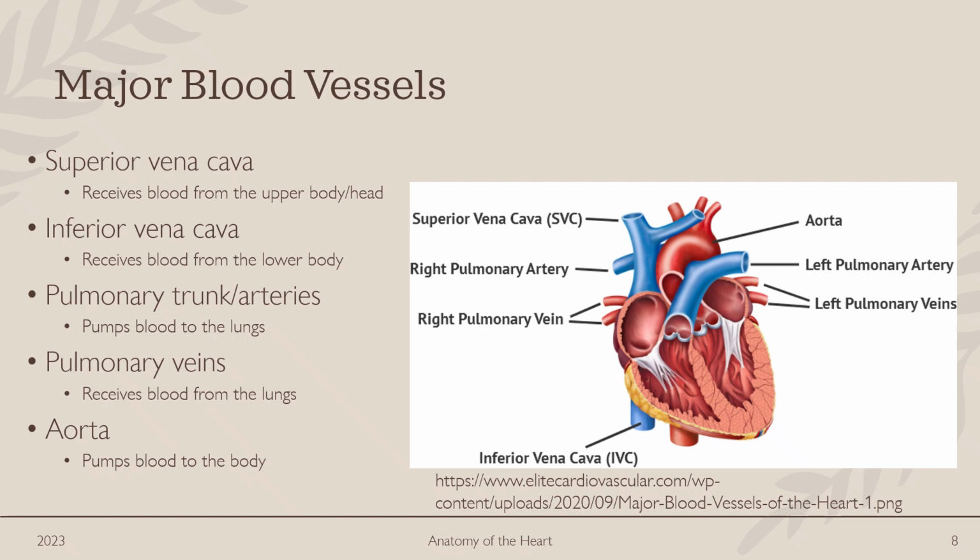The inferior vena cava is another large vessel that receives blood from the lower body and also returns this blood to the right atrium. The pulmonary arteries take the blood from the right ventricle and pump it into the lungs, which is known as the pulmonary circuit. The pulmonary veins will return the oxygenated blood from the lungs to the left atrium. This blood is then pumped through the body by the aorta.